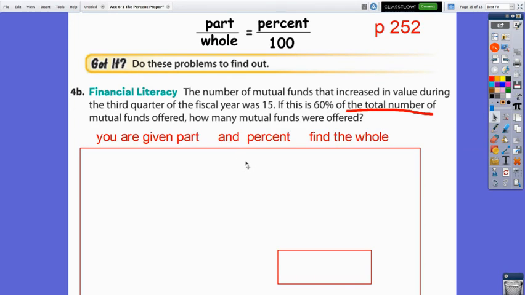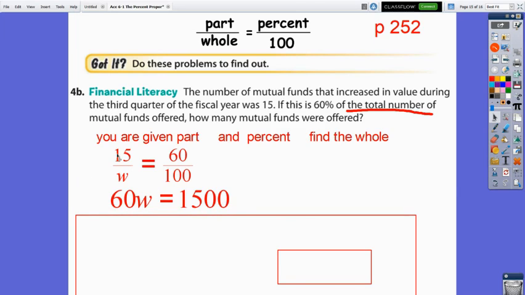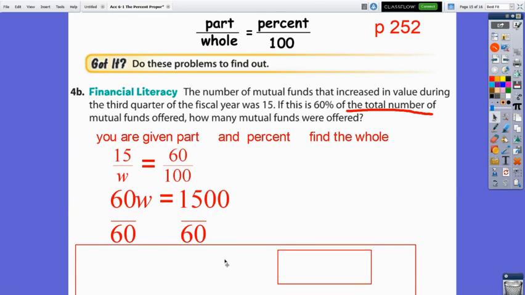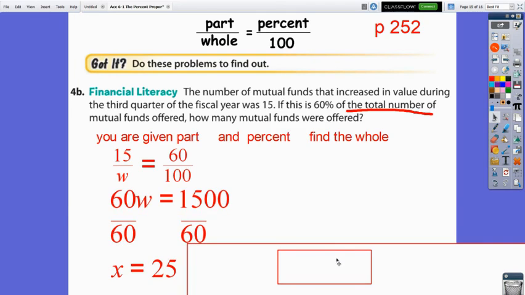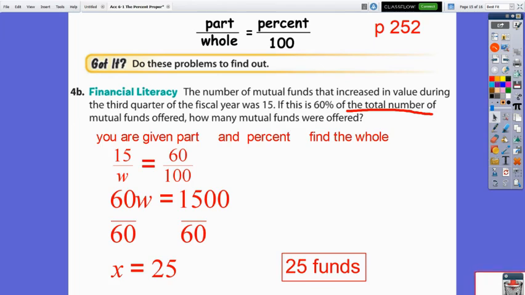So the percent proportion for this one, 15 out of what is 60 out of 100? Cross multiply. 60 times W equals 1,500. Divide by 60, and you get 25. So, real-world problem, it needs a word in the answer. So how many mutual funds were offered? The answer is 25 funds. So 15 is 60% of 25.